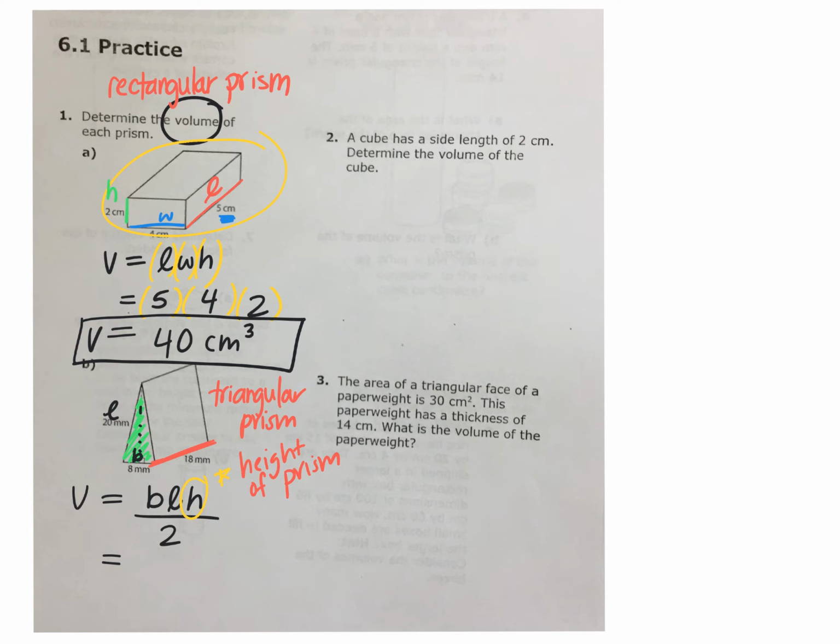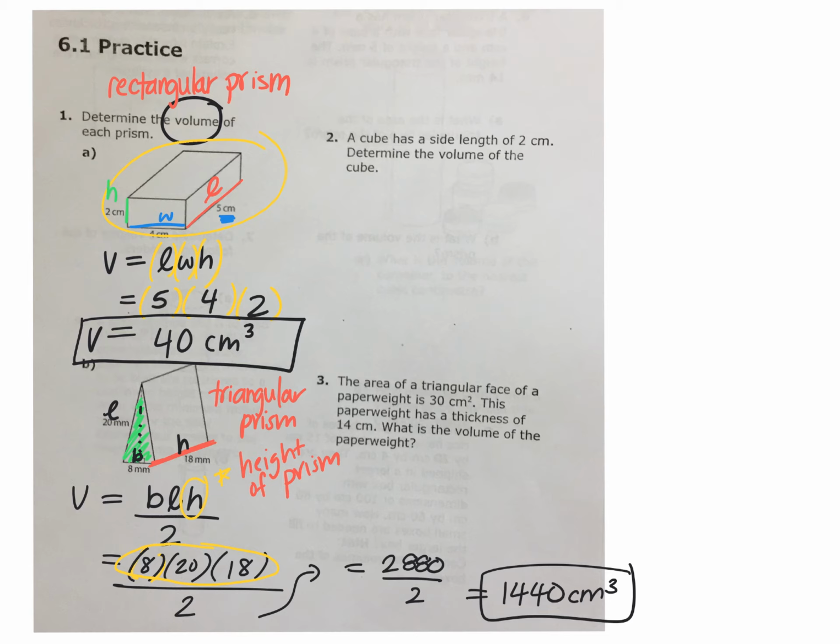18 is the height. If you were to stand this up and put it flat on its base, that's how tall it is, okay? So the base is 8 times 20 times the height is 18. And you're going to take all of that and you're going to divide it by 2. So it's important that you simplify this in the correct order. I have to do this part first. Simplify your numerator. What is 8 times 20 times 18?